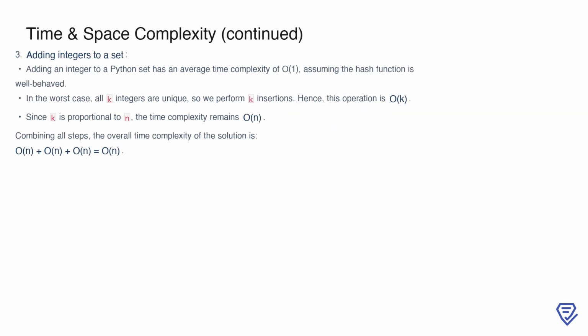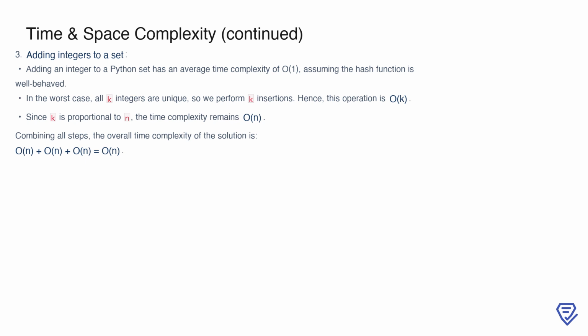Now, once we have the integers, we add them to a Python set. Adding an integer to a set has an average time complexity of O(1), assuming the hash function is efficient. If there are k integers to insert, and all of them are unique, we perform k insertions, giving this step a time complexity of O(k). Since k is proportional to n, the time complexity of this operation remains O(n).